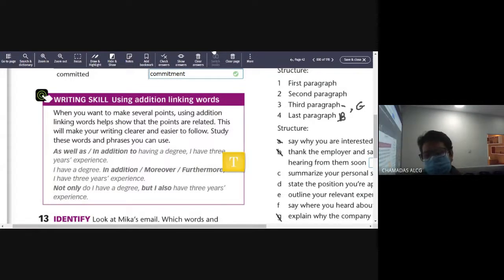Yes, hi. Yes, can be conjunctions. Very good, Mateus. Very good. Conjunctions are linking words, okay? So when you want to make several points using addition linking words, it helps show that the points are related, right? This will make your writing clearer and easier to follow. Study these words and phrases you can use. So here we have some examples.